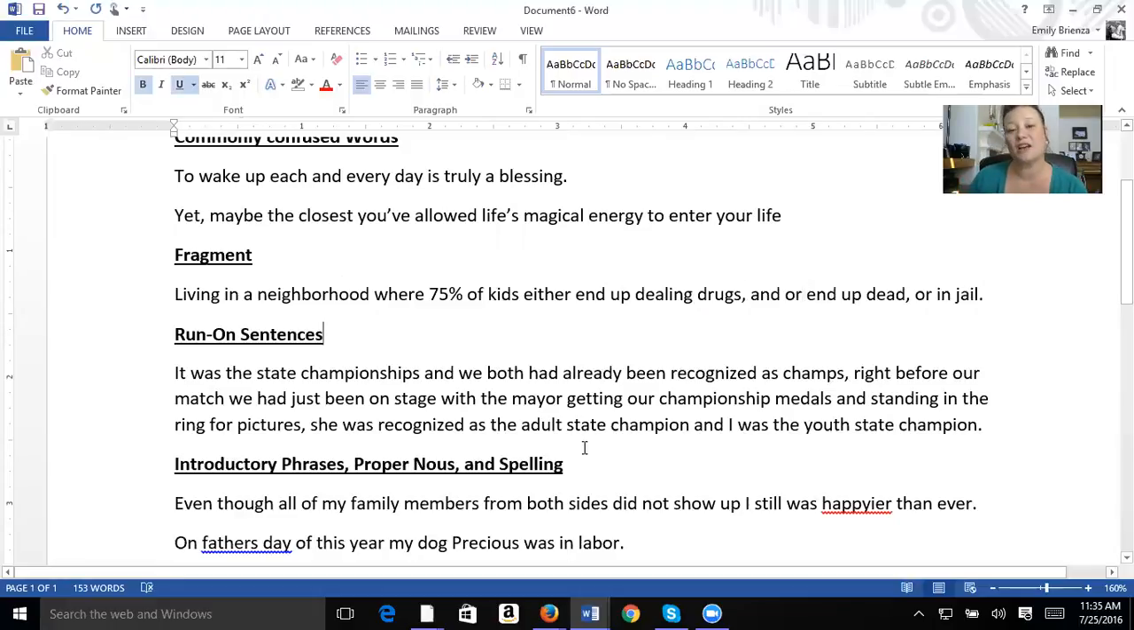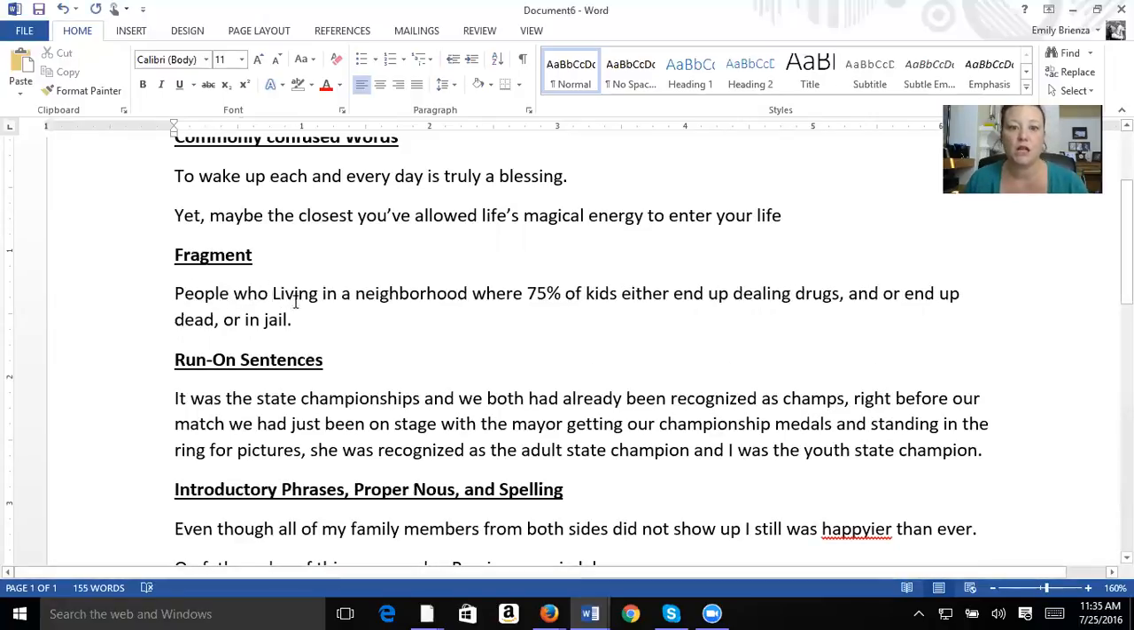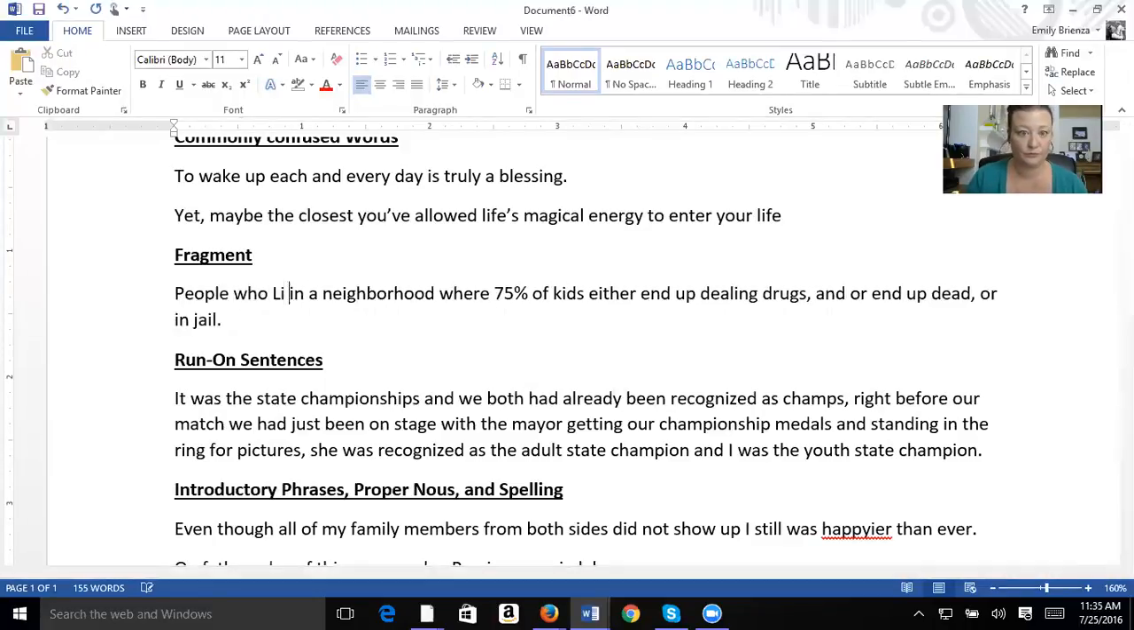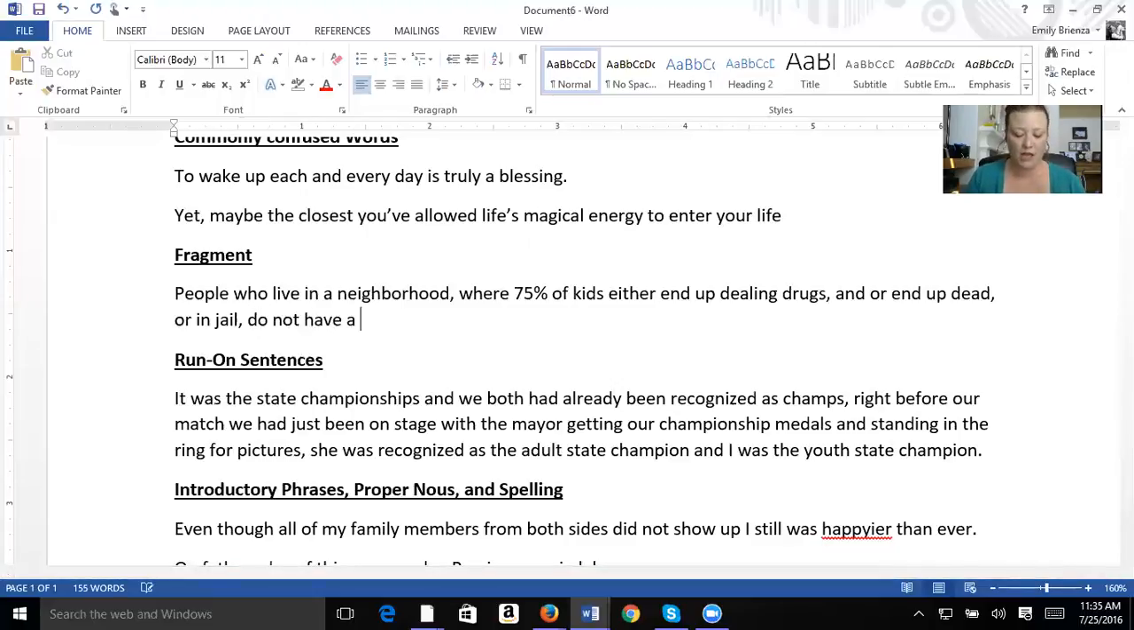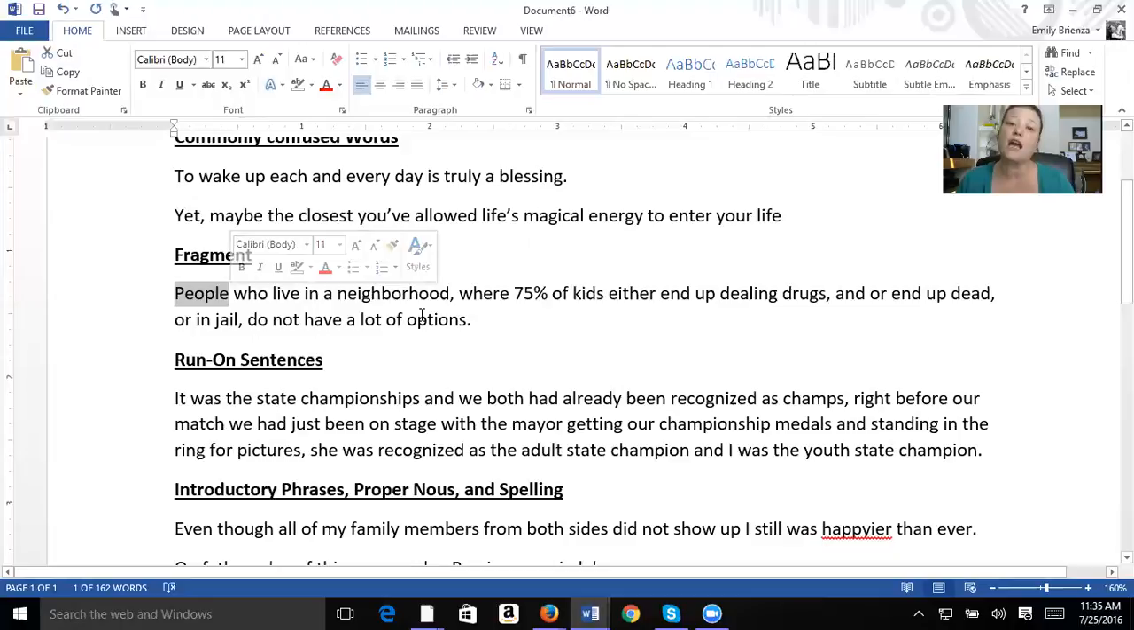Okay, so now we've fixed the punctuation and the word, but it's still a fragment because we don't have a subject. So people who live in a neighborhood where 75% of kids either end up dealing drugs and or end up dead or in jail, do not have a lot of options. I had to end something here. So this is the verb, the action. This is the subject. The way the sentence was before, it didn't have either, so there wasn't a complete thought there. I hope that makes sense.